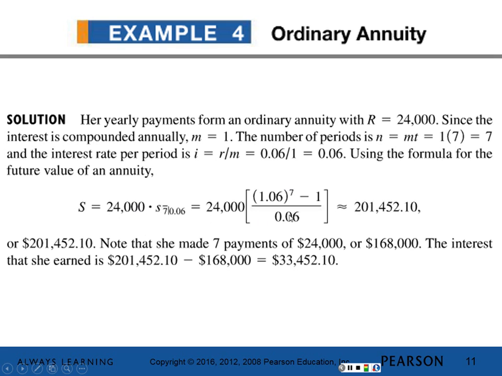So it turns out that at the end of 7 years, she has $201,452.10. Maybe that's enough for her to live on. She might need to get a regular job. So notice that she made 7 payments of $24,000, which is $168,000. The amount of interest that she earned was actually only $33,452.10. Most of that money was her own.